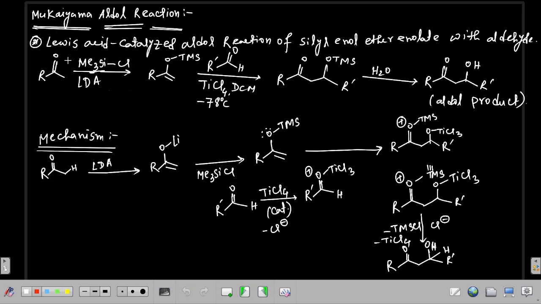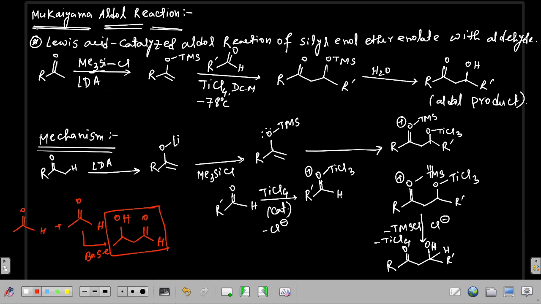Our next reaction is the Mukaiyama aldol reaction. As we know, in the aldol reaction two aldehydes combine. For example, if we take two acetaldehyde molecules, they undergo a self reaction in the presence of a base, and give this aldol product, and the condensed aldol product.